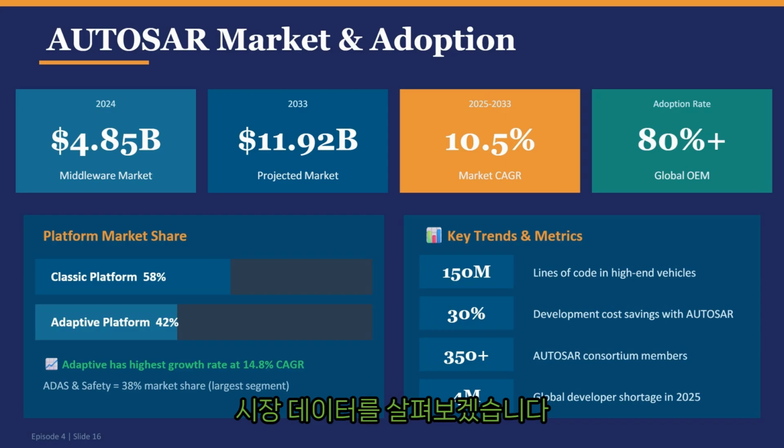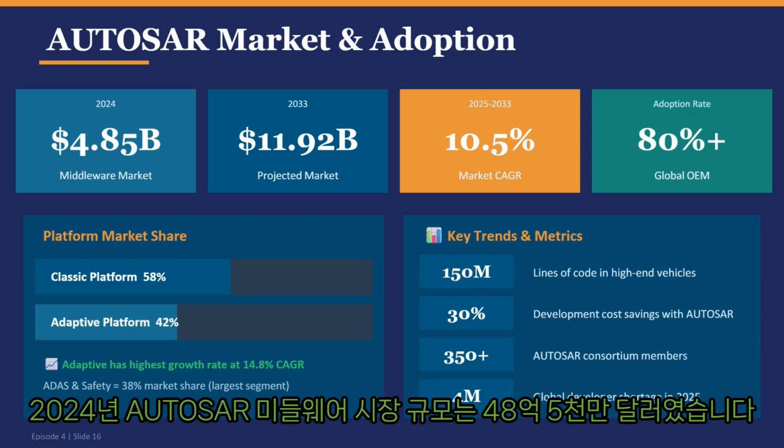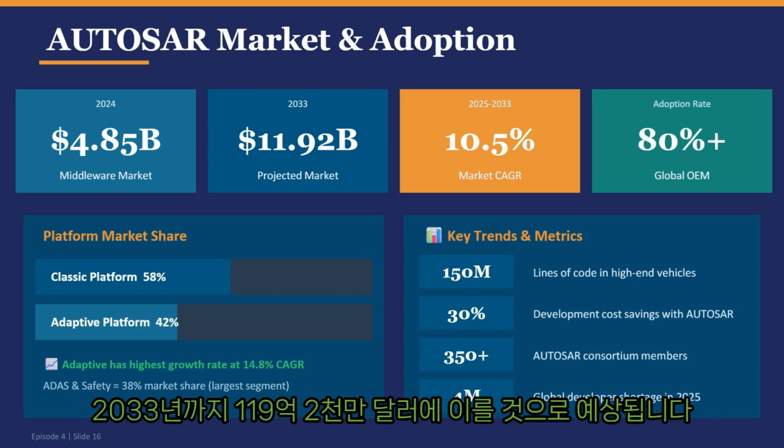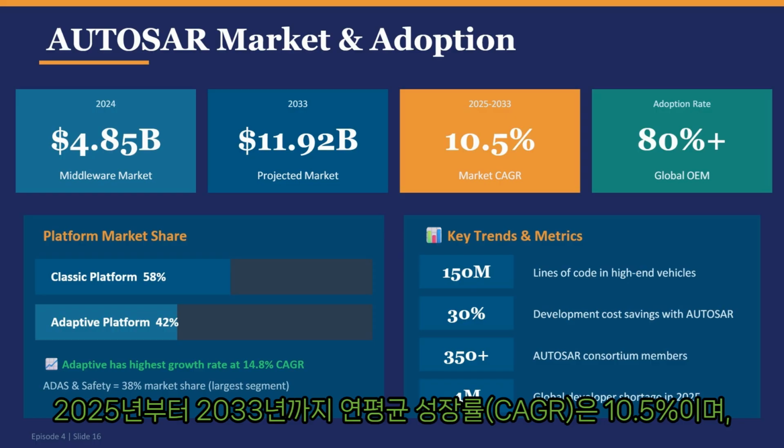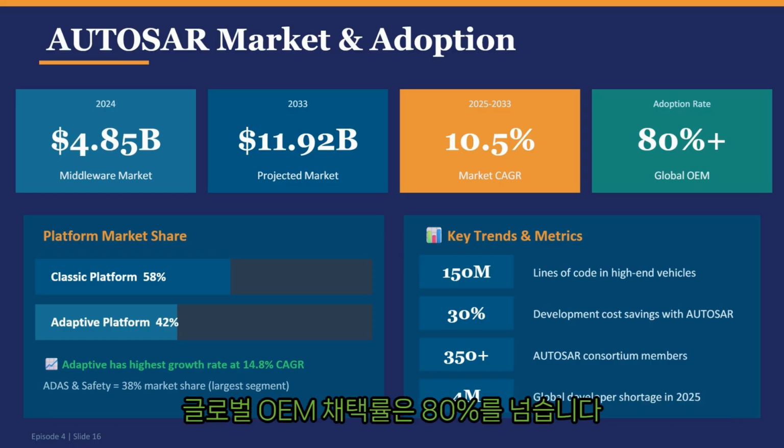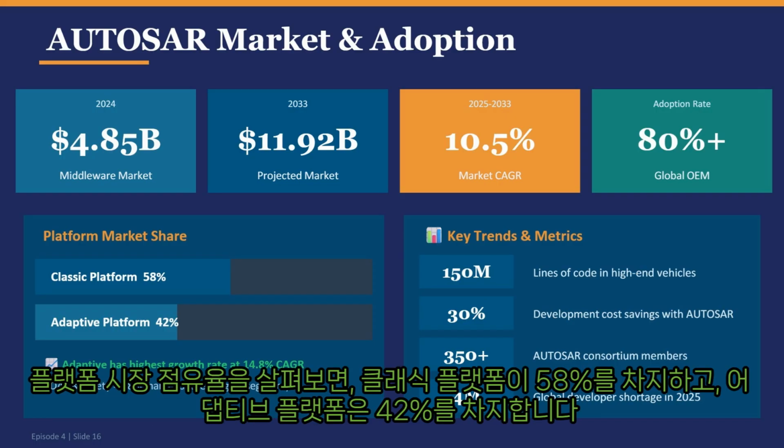Let's look at some market data. The AUTOSAR middleware market was $485 billion in 2024. It's projected to reach $1192 billion by 2033. That's a market CAGR of 10.5% from 2025 to 2033. And global OEM adoption is over 80%. Looking at platform market share, Classic Platform holds 58%, while Adaptive Platform has 42%.